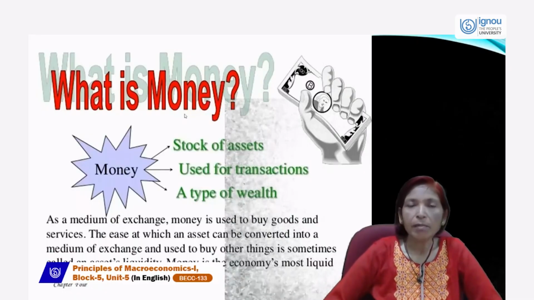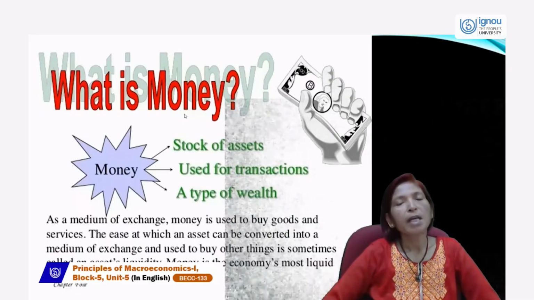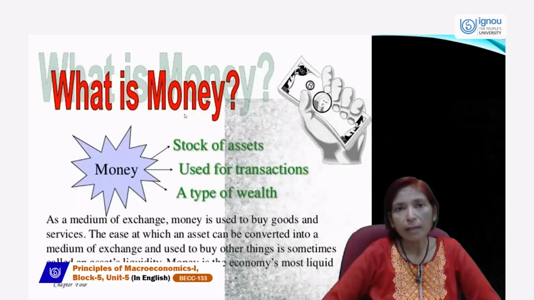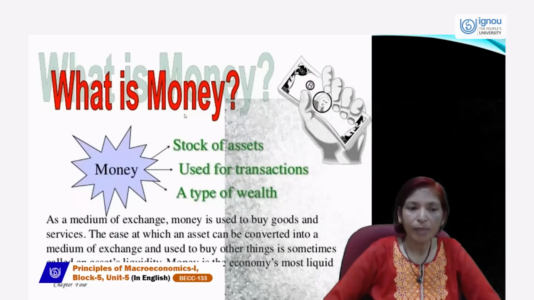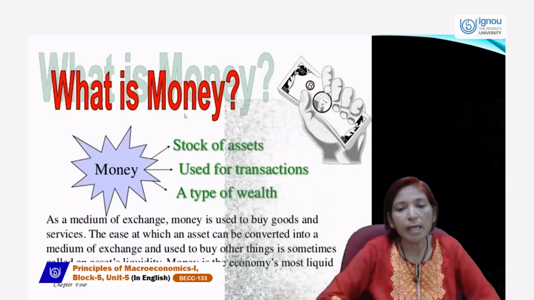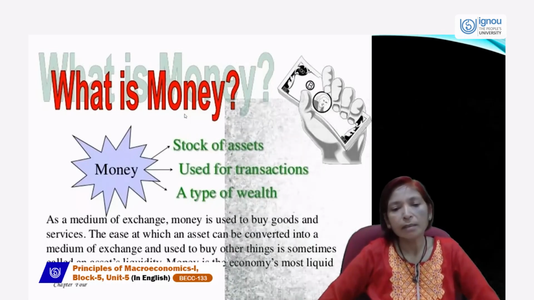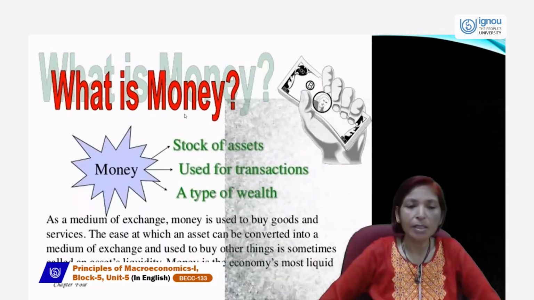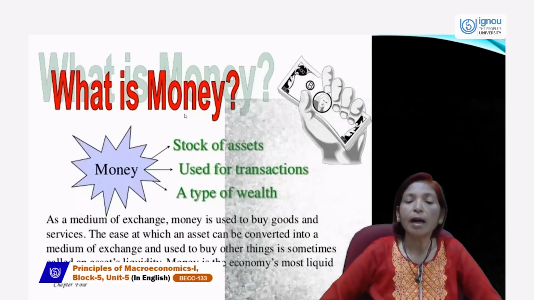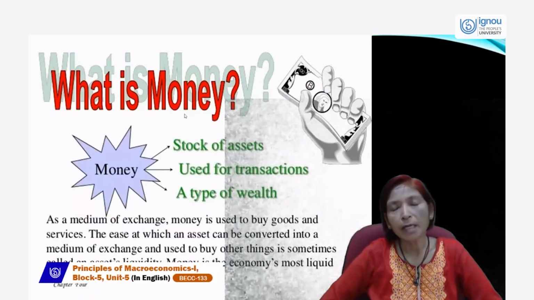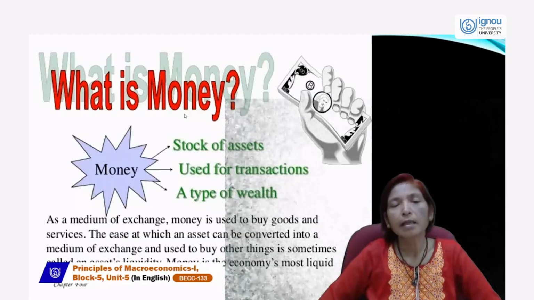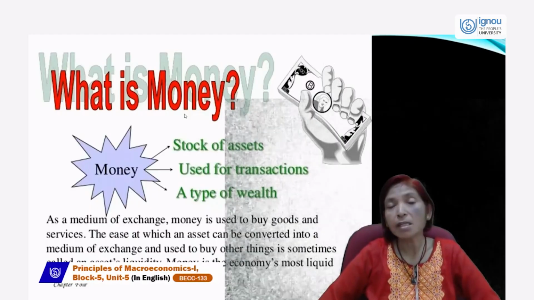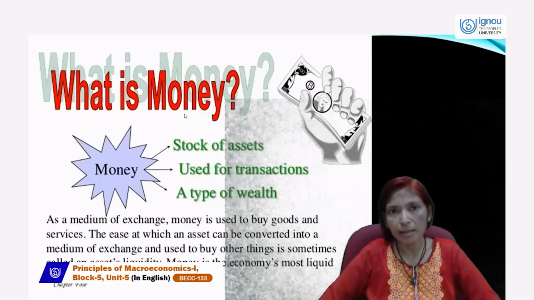So money is a medium of exchange. Money is used to buy goods and services. The ease at which an asset can be converted into a medium of exchange and used to buy other things is sometimes called an asset's liquidity. And money is a very liquid form of asset.